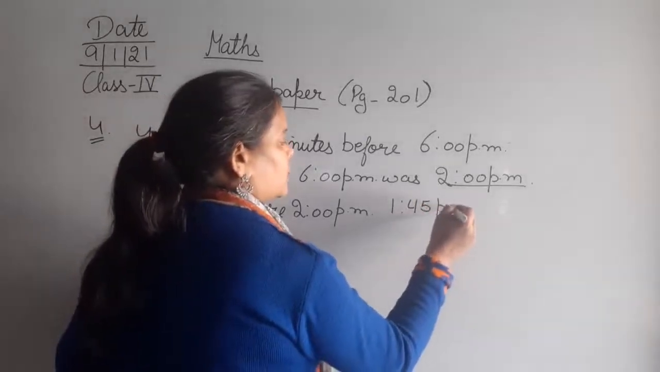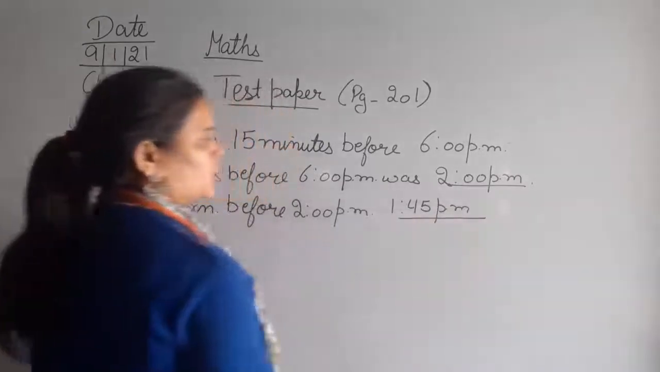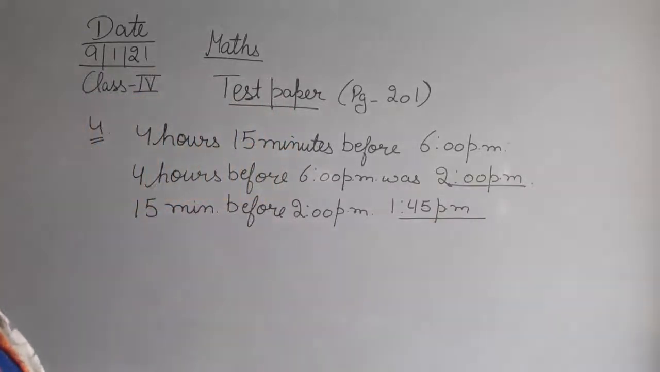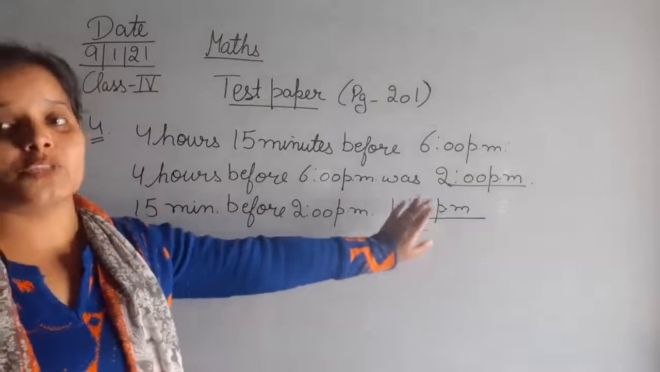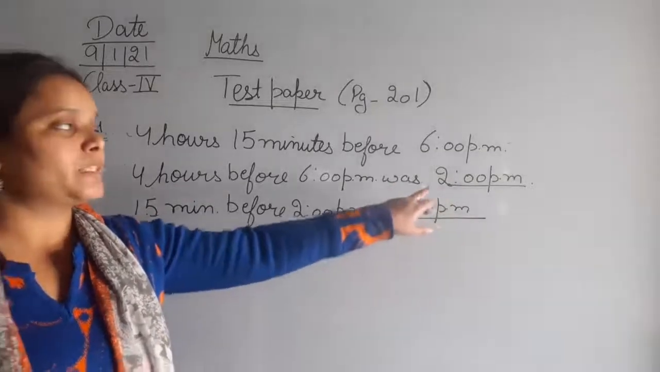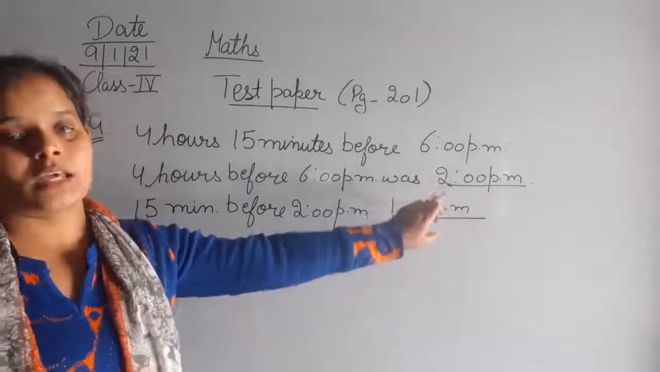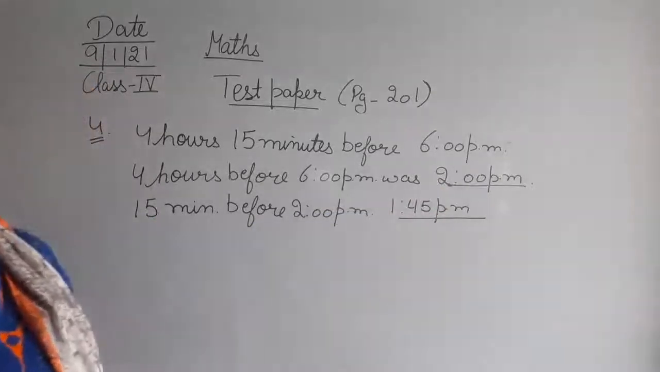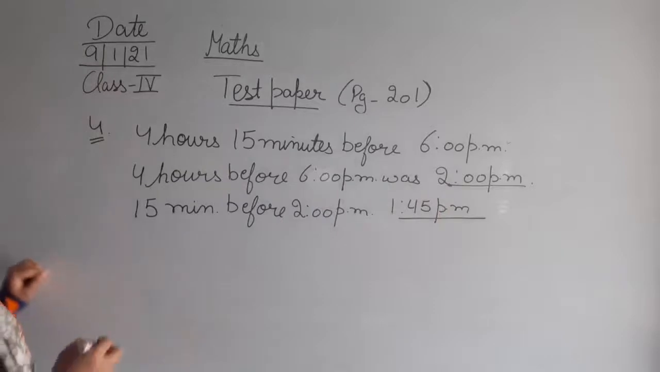1:45 PM. Okay, देखिए here we have calculated the 4 hours. So 4 hours पहले was 2 and 15 minutes are still left. That we can calculate by subtracting 15 minutes from this, and that is 1:45 PM. Okay, so let's write down the answer.